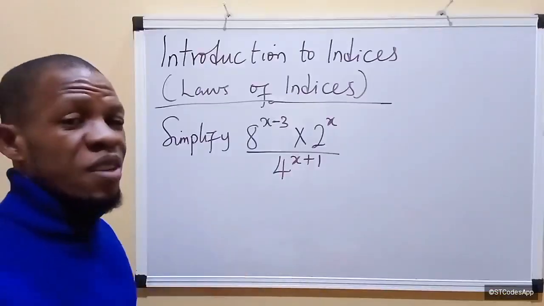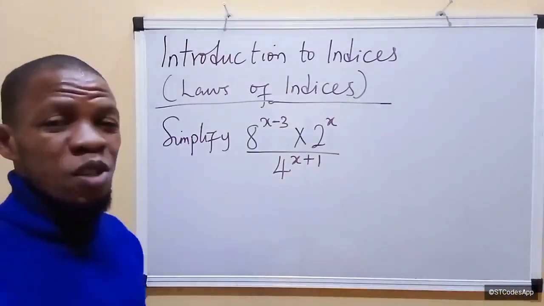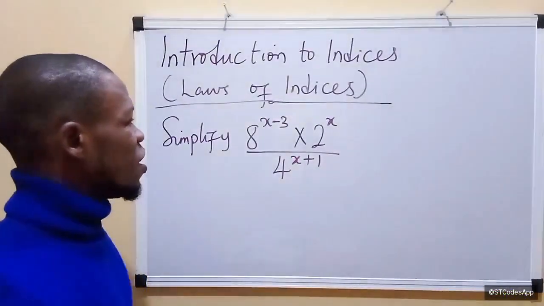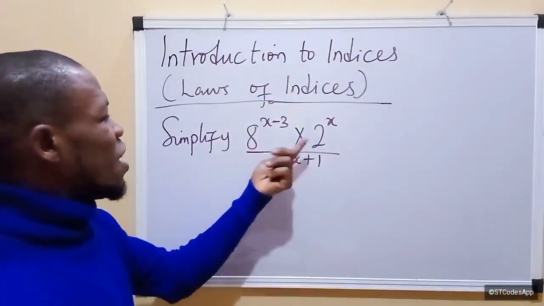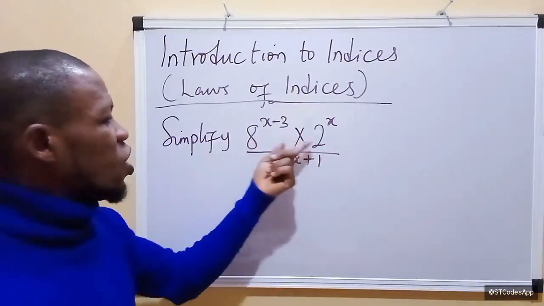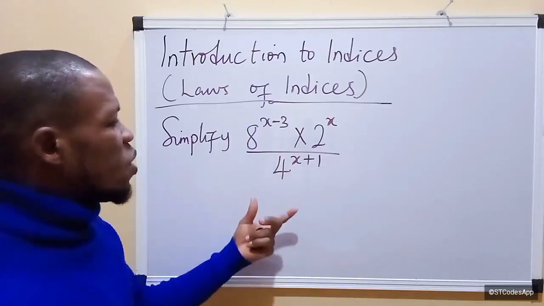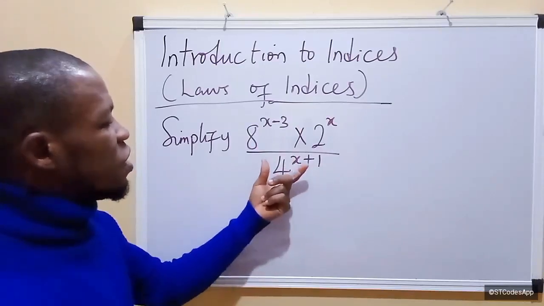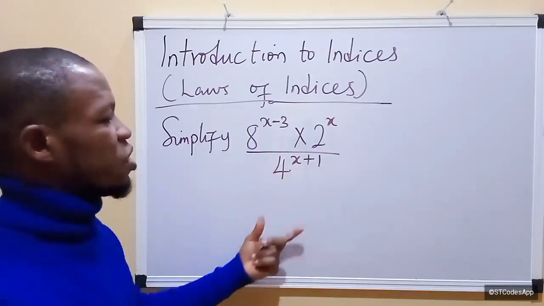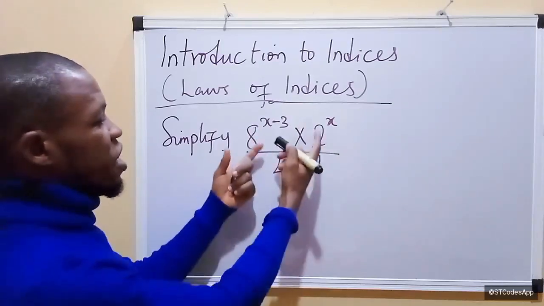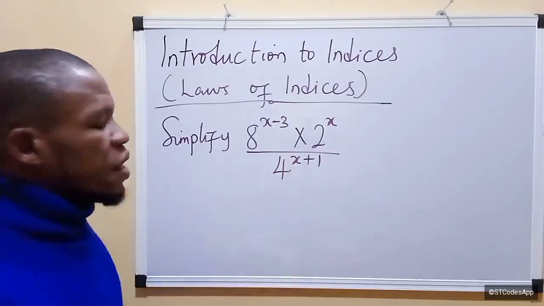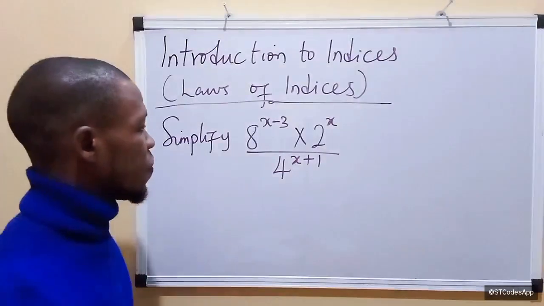Looking at this problem here, you can see that we have the expression of the different laws of indices which I just talked about. For instance, we have the multiplication law trying to play out in the numerator of this whole fraction here. And then we also have the law of division playing out here because we have a term all over another term. Now let's see the application of these laws.